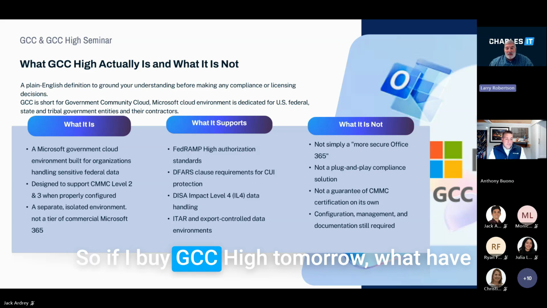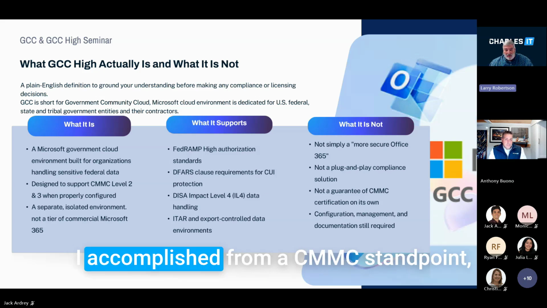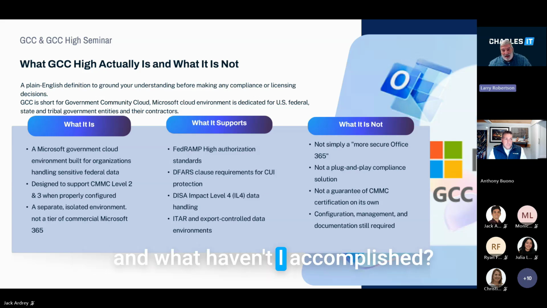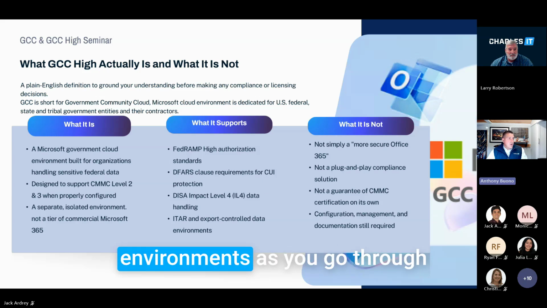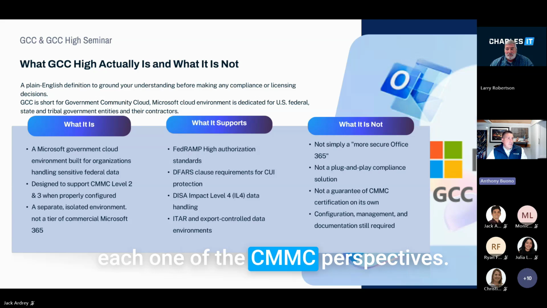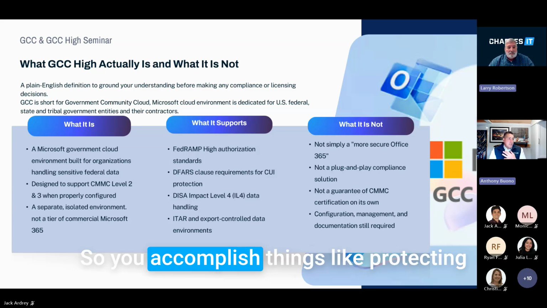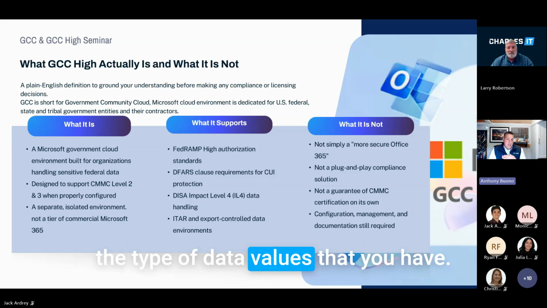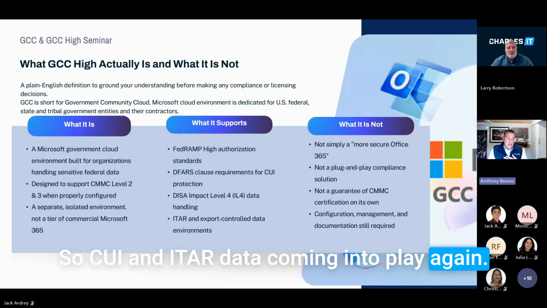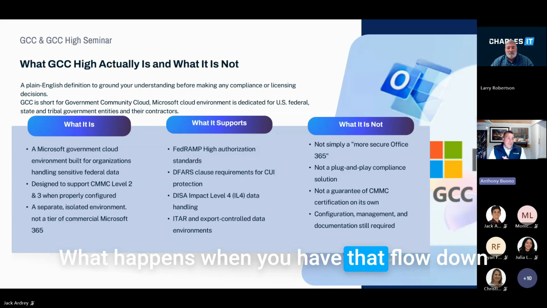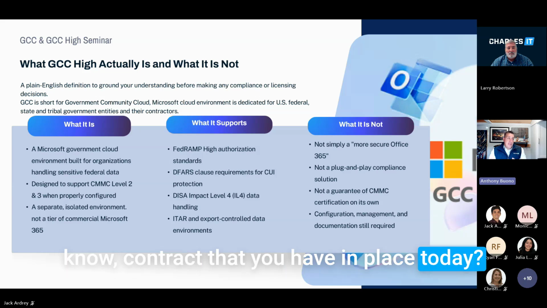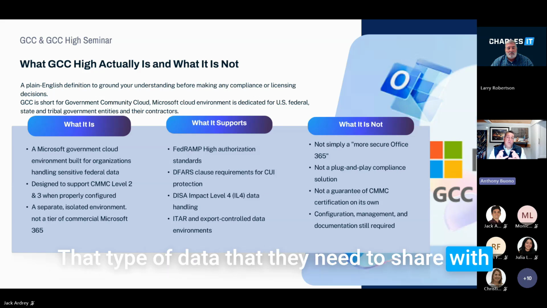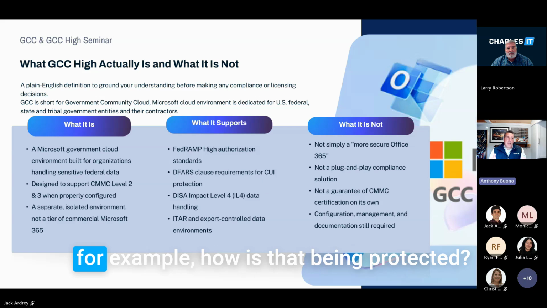So if I buy GCC High tomorrow, what have I accomplished from a CMMC standpoint and what haven't I accomplished? Yeah, so you have different environments as you go through each one of the CMMC perspectives. You accomplish things like protecting the type of data values that you have, so CUI and ITAR data coming into play again. What happens when you have that flow down on a DFARS contract, your government contract that you have in place today? That type of data they need to share with you in order for you to build components, for example, how is that being protected?